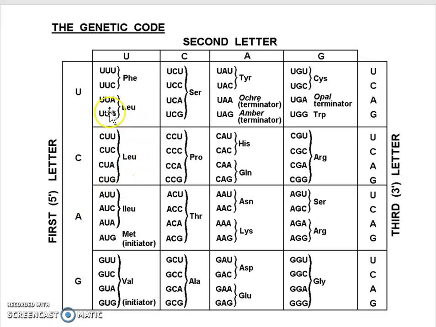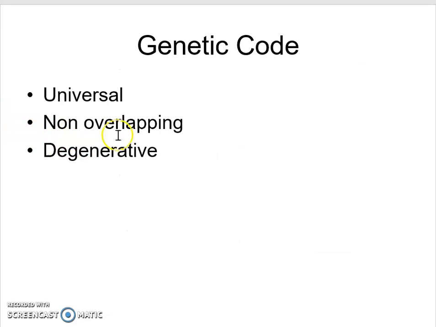For example, if we've got UUG, whether we're a bacteria or whether we're a human cell, we're still going to put into position at the ribosome leucine. So the genetic code is universal. The genetic code is said to be non-overlapping, and we'll dig a little bit deeper in the understanding of this in a moment.